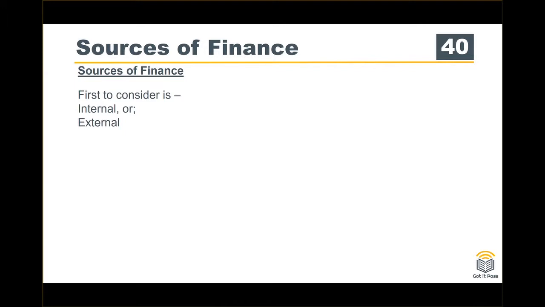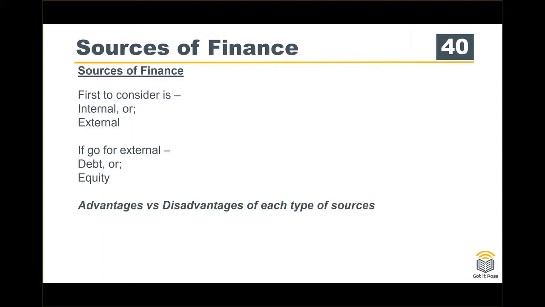Because it's possible for the company to use internal funding instead of going out to the public market to get money for investment. So first to consider is internal or external. And next, if you decide to go for external financing, then debt or equity, because you go to the markets to get the money. It may change your capital structure. So what are the advantages and disadvantages of each type of source?